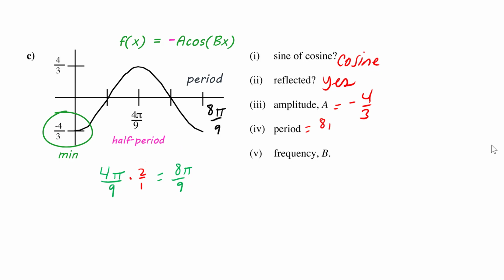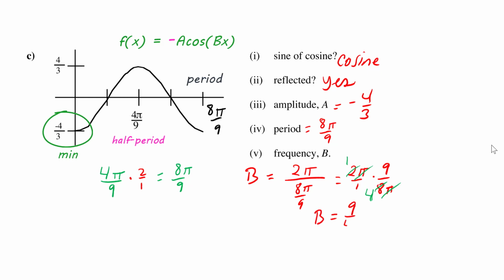And now that we have the period, 8 pi over 9, we can find the frequency. B equals 2 pi over 8 pi over 9. And that's 2 pi over 1 times 9 over 8 pi. The pi's divide out. And we can divide also 2 into the 2 and the 8 and get 1/4. So we end up with 9 over 4. And that's the value of B. F of x equals, notice it's a negative 4/3 times cosine of 9/4 x.